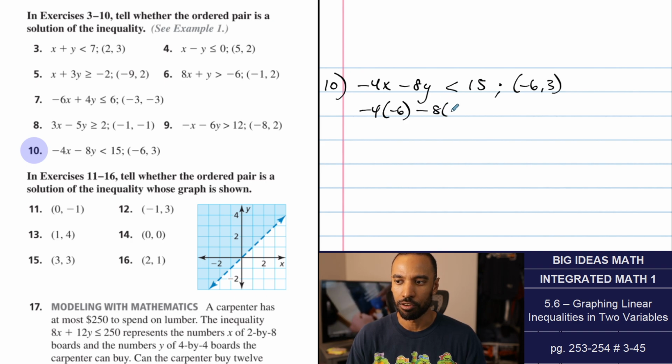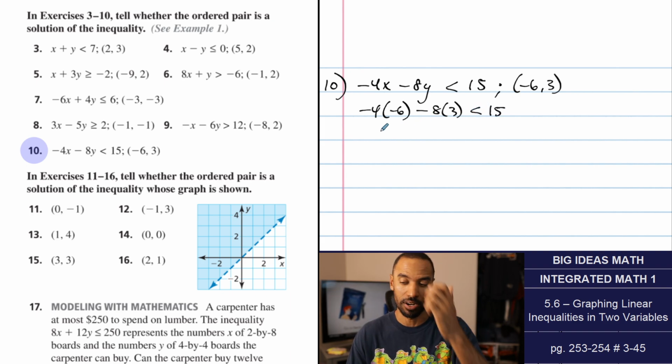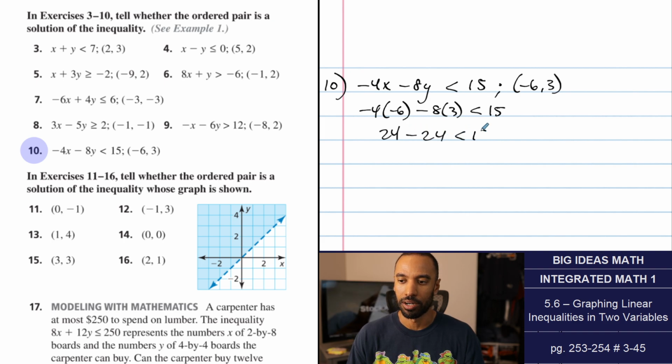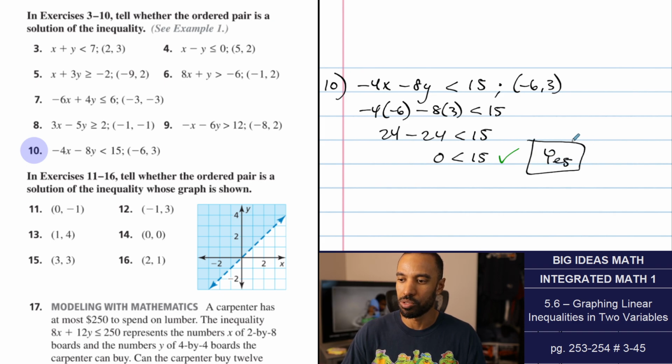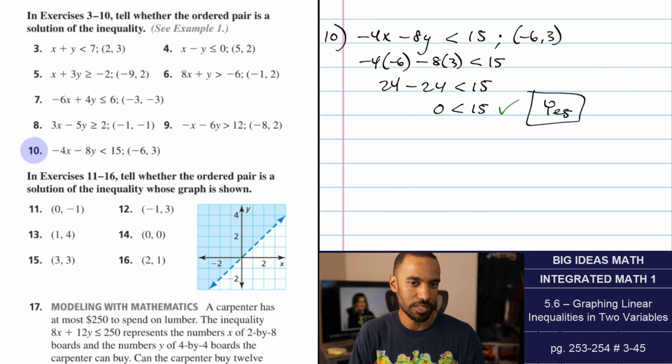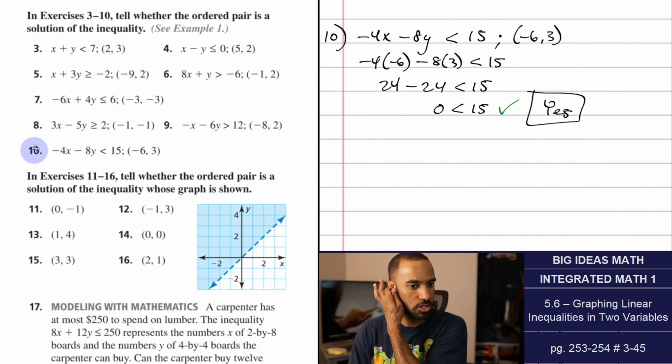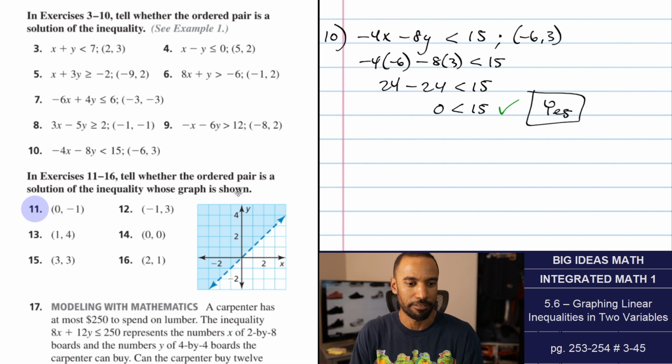And whenever they're in standard form, it's really nice. When x and y are just 0 like that, that means the whole left side is just 0. It can be very, very easy to compare. So 24 minus 24. Well, that's 0. But also, it's less than 15. Yeehaw. So yes, negative 6, 3 is a solution to said inequality. We shade on said side. Okay, numbers 11 through 16 say, tell whether the ordered pair is a solution to the inequality whose graph is shown.